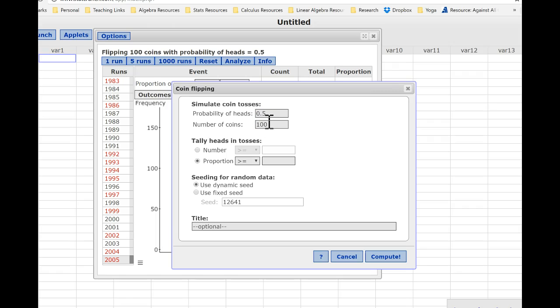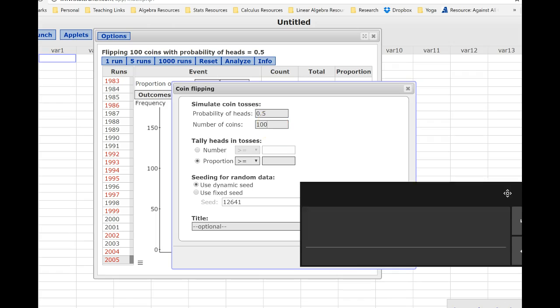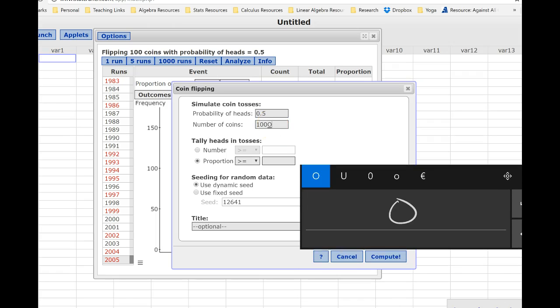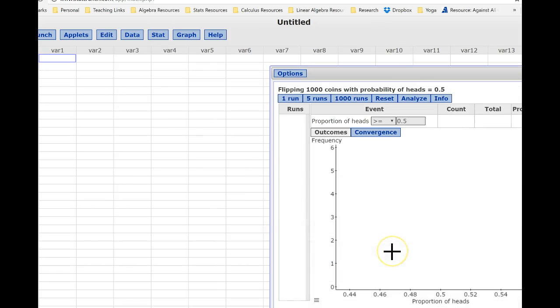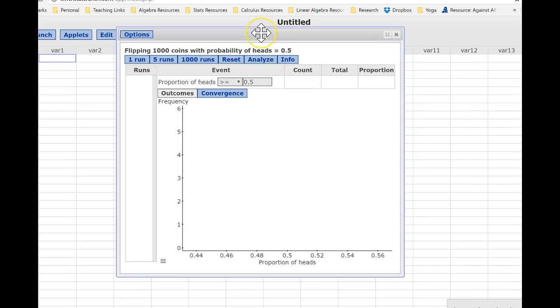We actually talked about this previously as well in a Kahoot, where we had the same sort of question about, is it more unusual to get 2 out of 3 heads, 20 out of 30 heads, or 200 out of 300 heads? So let's change our number of coins here to 1,000. So we're now flipping 1,000 coins, a ton. Remember, before we were going from about 0.35 to 0.65. Look, it's already centered so that 0.35 is not even a possibility.